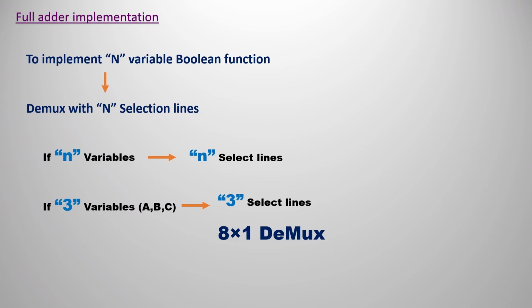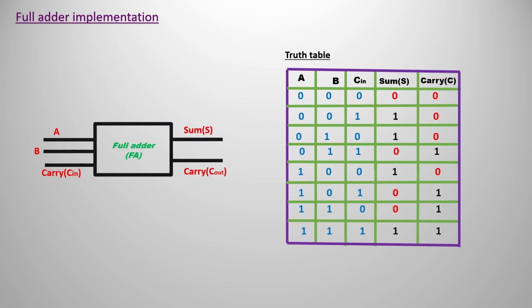For that we need to use an 8 cross 1 demultiplexer, just as we normally use an 8 cross 1 multiplexer for multiplexers. So let's see how to implement the full adder. This is the block diagram and truth table of the full adder. I hope you know the full adder; I am giving the video in the description box, check it out if you don't know. Here we have 3 inputs, A, B, C in, and 2 outputs, sum and carry. The truth table represents the same thing.